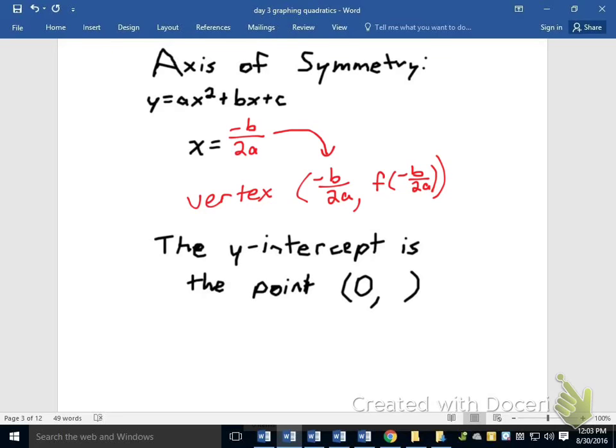Separate note here, the y-intercept is always the point (0, c). Whatever your c value is, that is your y-intercept. So there is something useful in standard form that you can see right off the bat.